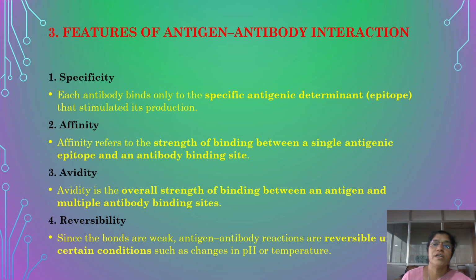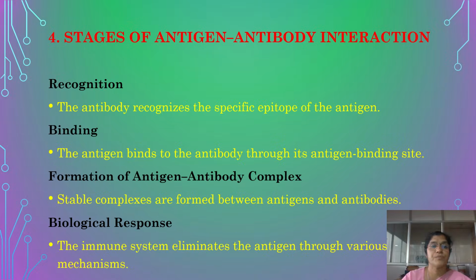Features of antigen-antibody interactions. Specificity: each antibody binds only to the specific antigen determinant, that is the epitope, that stimulates its production. Affinity refers to the strength of binding between a single antigenic epitope and an antibody binding site. Avidity speaks about the overall strength of binding between an antigen and multiple antibody binding sites. Reversibility means that since the bonds are weak, antigen-antibody interactions are reversible, and under certain conditions they change due to temperature or pH value.